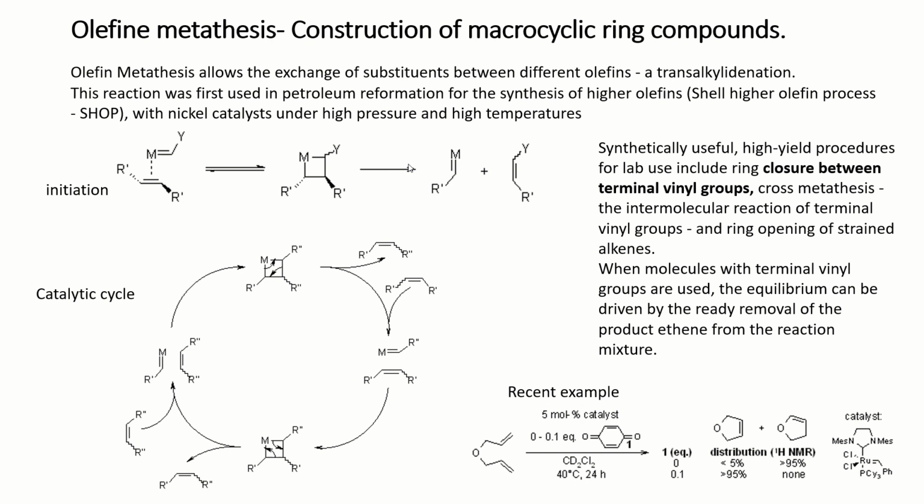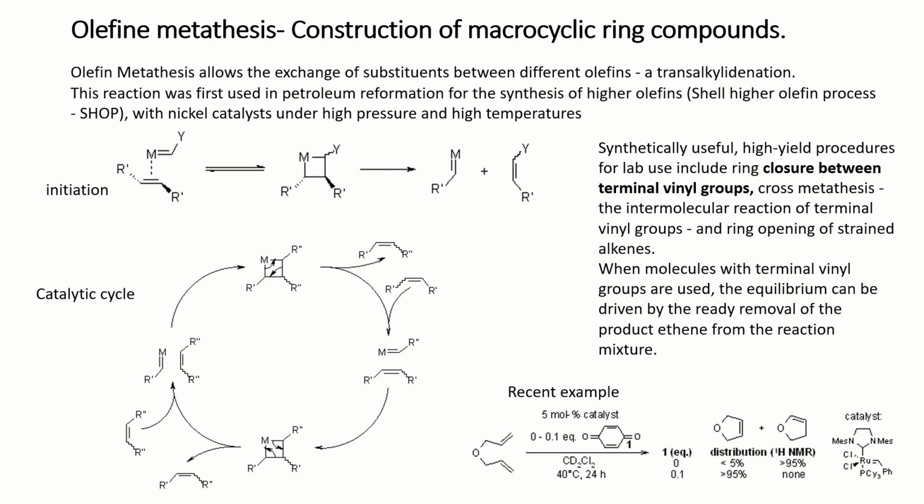So that is the result of olefin metathesis. One of the benefits of this alkene metathesis is that you can exchange the substituents between two alkenes; whatever alkenes are reacted, they can exchange their substituents. These types of reactions were used in petroleum reformation for the synthesis of higher olefins, especially the process known as the Shell higher olefin process, which is conducted in the presence of a nickel catalyst under high pressure and high temperature.